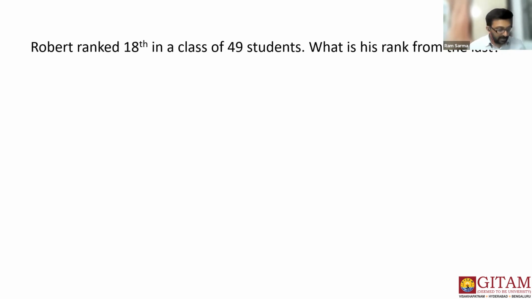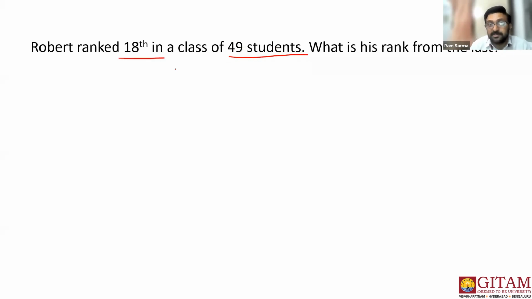The first question: Robert ranked 18th in a class of 49 students. What is his rank from the last? So, how should we understand this question? What is the information that we should pick? You have to understand that there are 49 students in total, and Robert ranked 18th in a class.